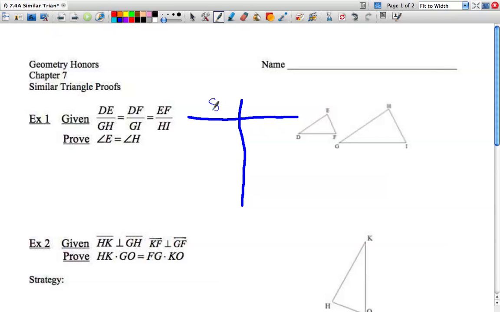We have a statement over here and a reason over here. So the given is the first step always. I'm just going to put a dot, dot, dot here. You should fill it in, and that is given. So the second step would be we can show right away that these two triangles are similar by what reason? Side, side, side similarity. Now the trick is though, we have to match up DEF correctly.